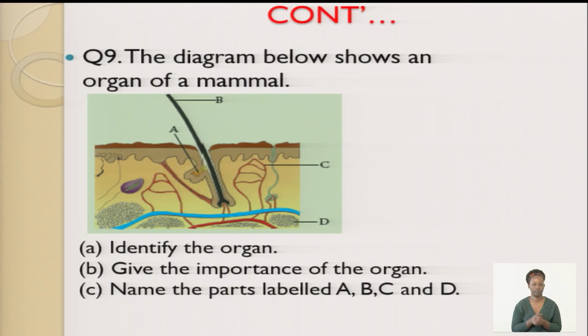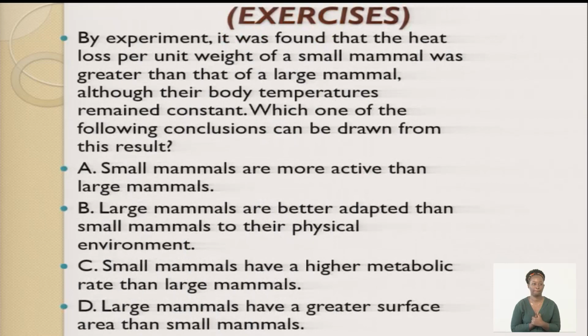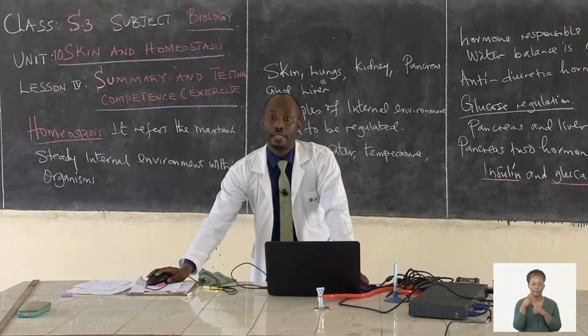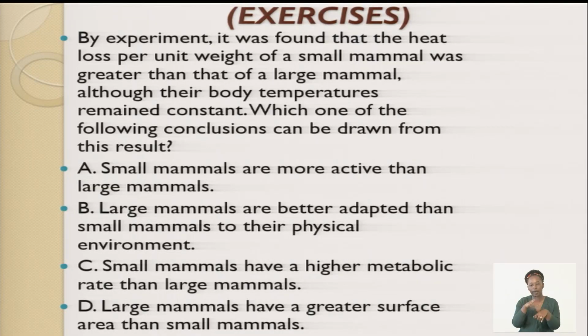Let's start with question 1. I'll be very quick to give you the answers. In question number 1, by experiment it was found that the heat loss per unit weight of small mammals was greater than that of large mammals, although their body temperature remained constant. Which one of the following conclusions can be drawn from the result? Number 1, small mammals are more active than large mammals.